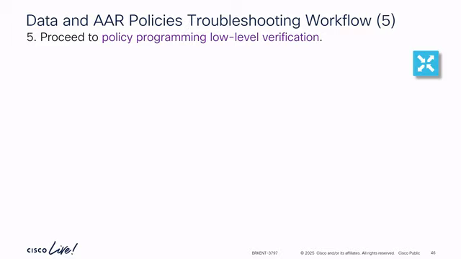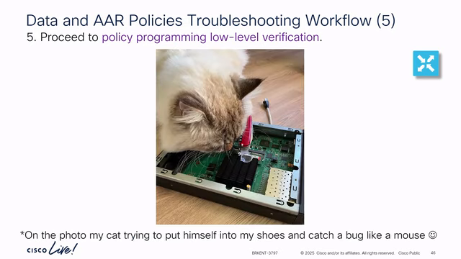So, up to this point, again, just like with vSmart, what if we were unable to identify any issues? We will proceed to policy programming low-level verification. Since this is an advanced level session, and since I'm from the business unit, basically I'm a software engineer, I want to show you some interesting examples of how we troubleshoot deeper on the platform. And just a picture to draw your attention: my cat is trying to investigate the apparently old vEdge router.